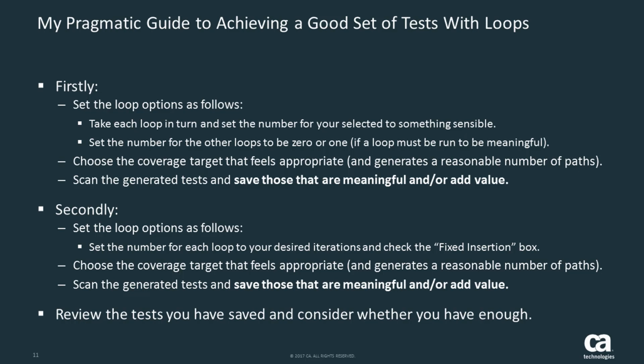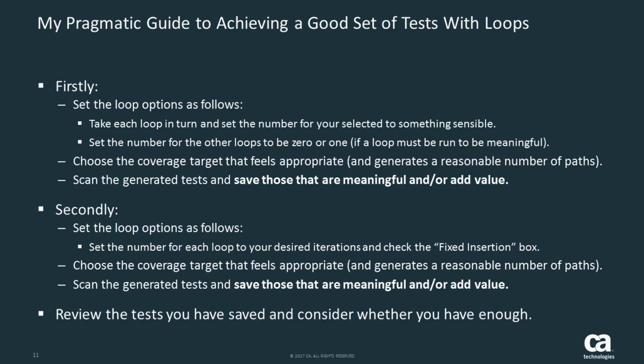Now the next stage is take all the loops and set them to your desired number of iterations, and you know that would generate a very large number of combinations of permutations. So there is a setting against each loop, which is the fixed insertion box. Check that. And what that will do is it will force the optimizer, if it's going to use that loop at all, it will iterate through that loop the desired number of times. So it won't do 0, 1, 2, 3, 4, 5, it will just do 0 and 5. So that will speed up the process considerably. So do that for each loop.